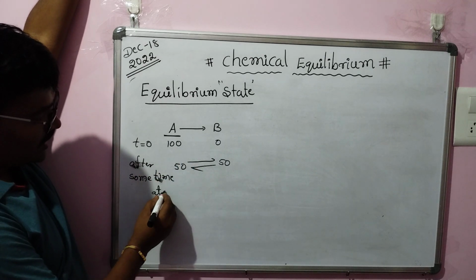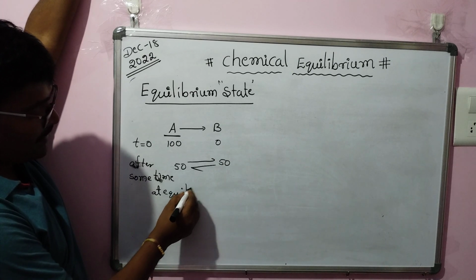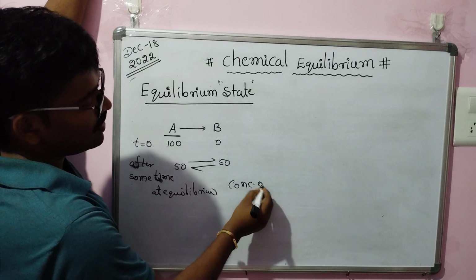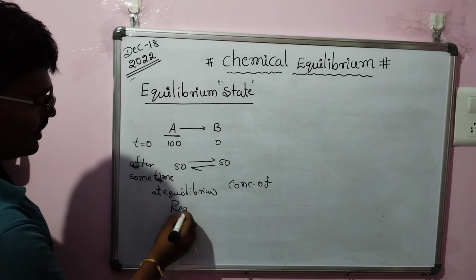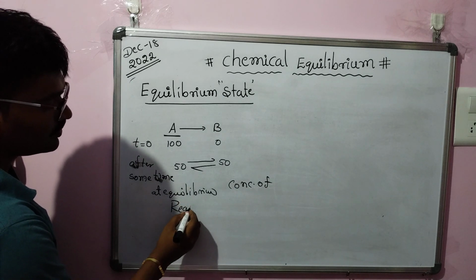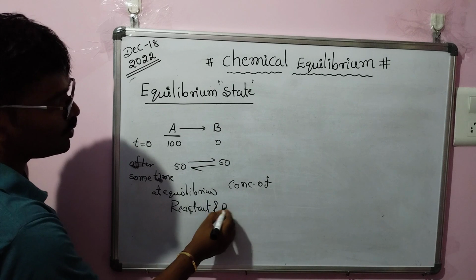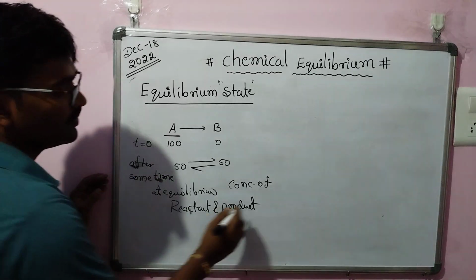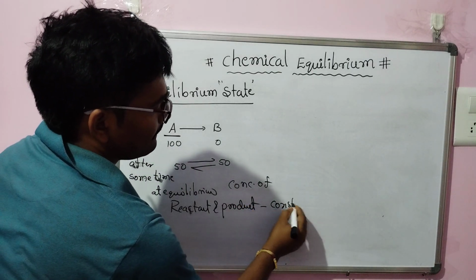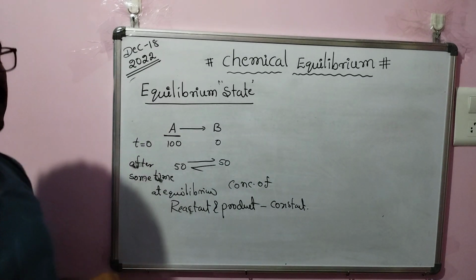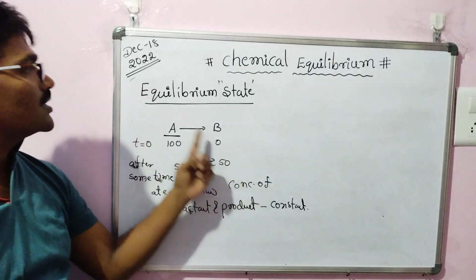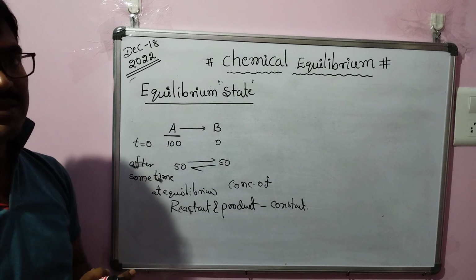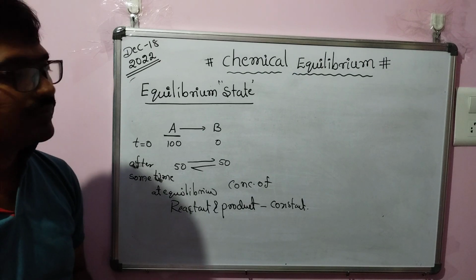So remember that at equilibrium, the concentration of reactant and product is constant. The concentration of reactant and product is constant at the equilibrium state. Such reactions are equilibrium reactions. Do all of you understand? Right.